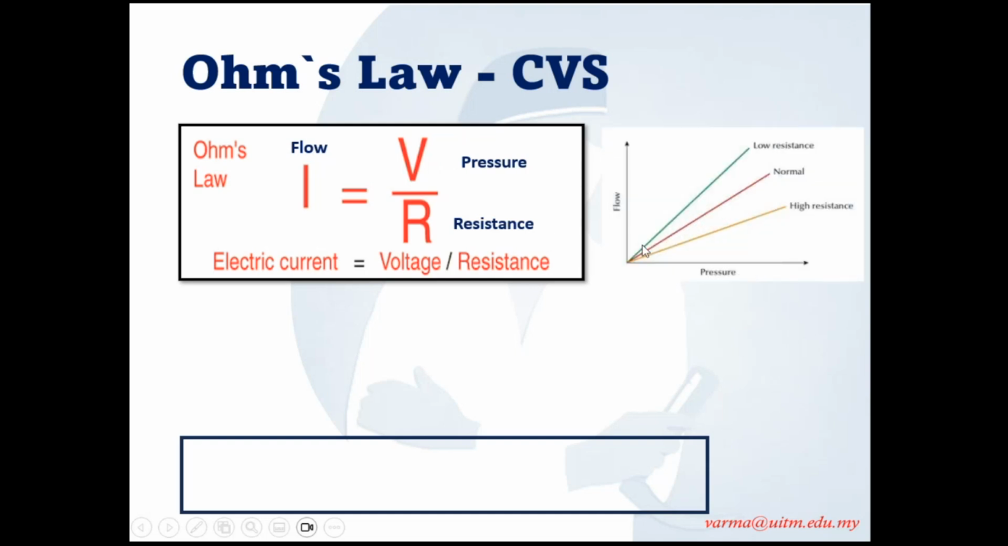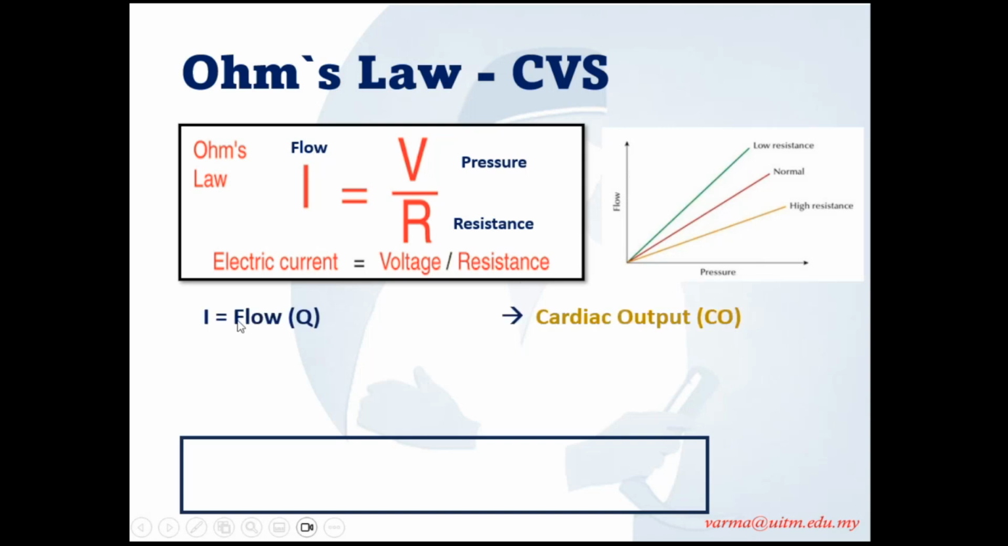So as we know, with flow on the y-axis and pressure on the x-axis, if the resistance is lower, with any increase in pressure, the flow will increase. Logical. If there is an increase in resistance, you have to apply more pressure to get the same flow. So that's the difference.